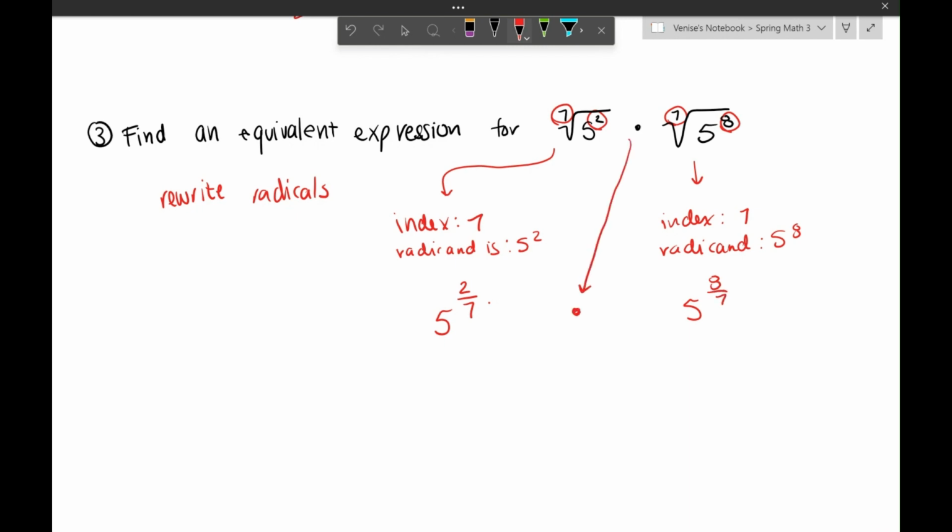And we are multiplying. Remember, if we have the same base and we're multiplying, what property is that? Okay, you guys need to know what property it is, and this is the only thing that you'll need to remember, which is product of powers.